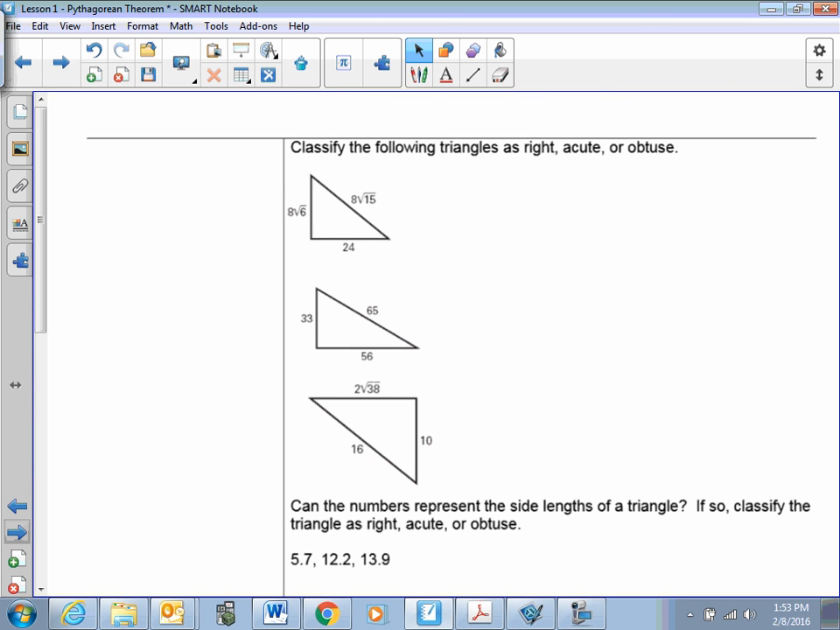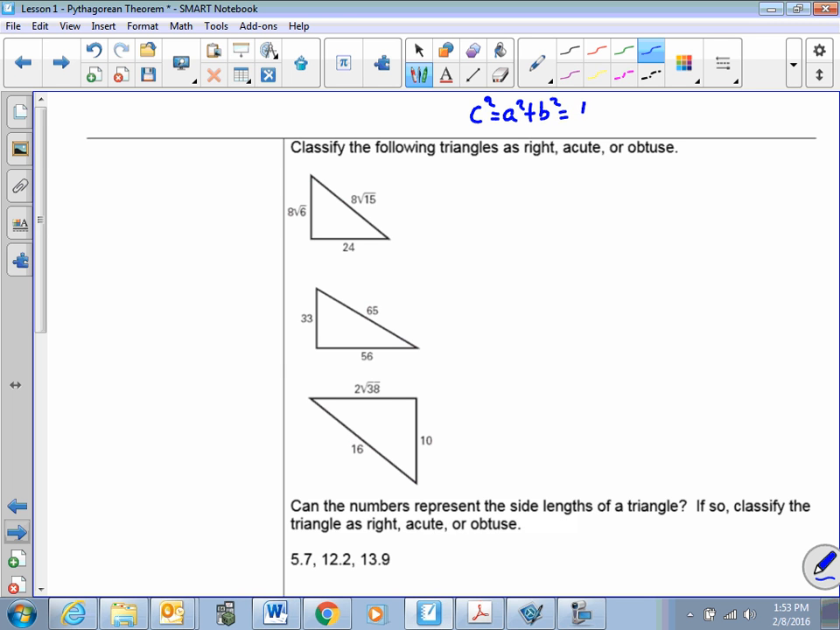Now we're going to classify these triangles as right, acute, or obtuse. How are we going to do that? Well, let's remind ourselves. If c squared equals a squared plus b squared, of course we know that's a right triangle. If c squared is less than a squared plus b squared, we know that that's an acute triangle. And if c squared is greater than a squared plus b squared, then we know that that's an obtuse triangle.